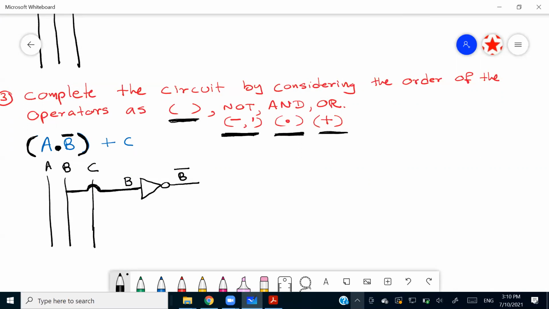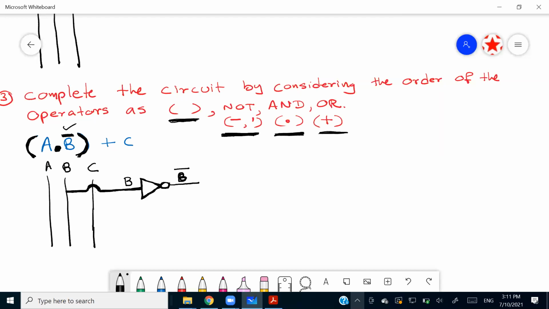So this has brackets, right? Inside the bracket, it has a not operator and the dot operator. So first, we are dealing with the not operator. So we take a line out from B and connect a not gate in front of it. So B bar is created. Right? So we are done with the bar now.